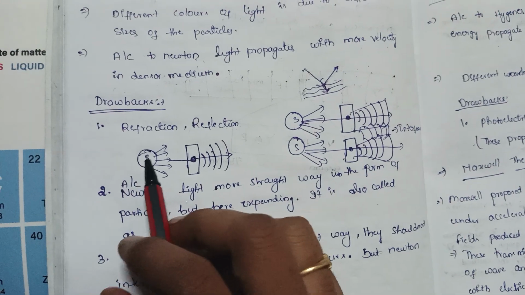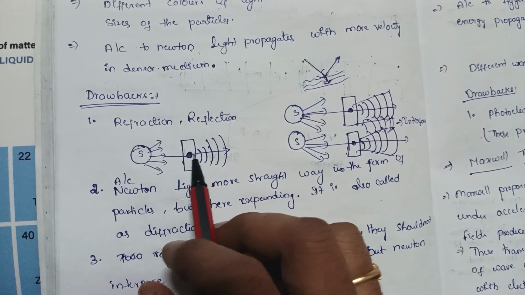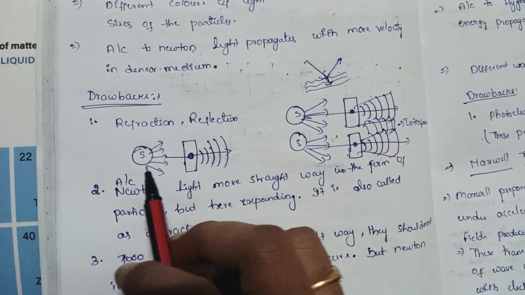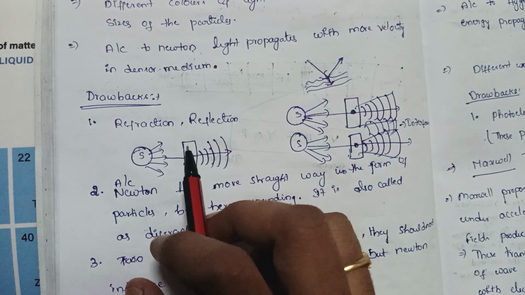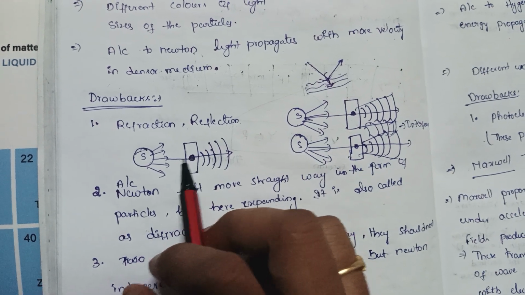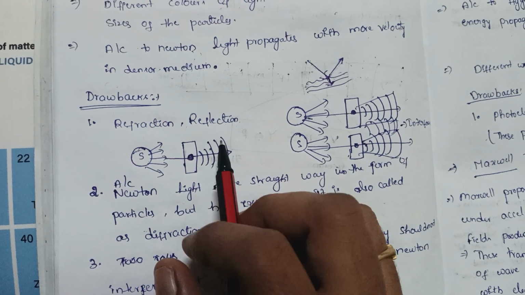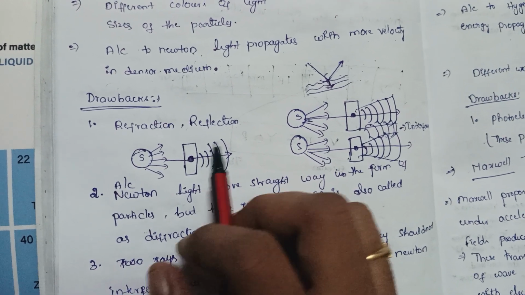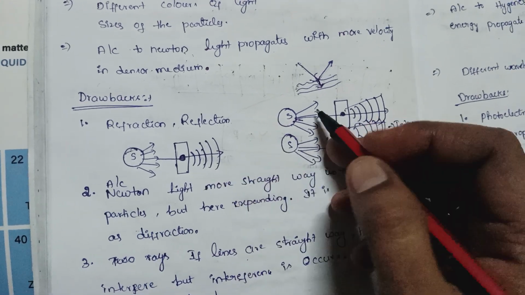If we take a source of light, Newton said that light propagates in a straight-line manner, but here he placed an object and it has a hole. After coming from this hole, the light propagates and expands. It is called diffraction.